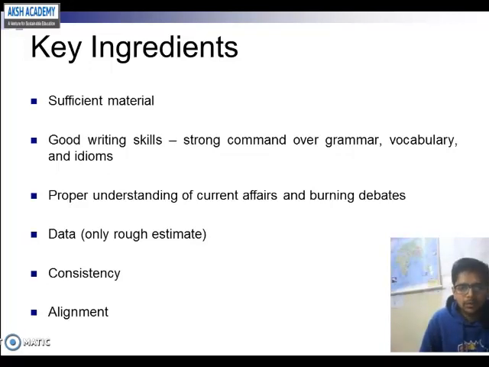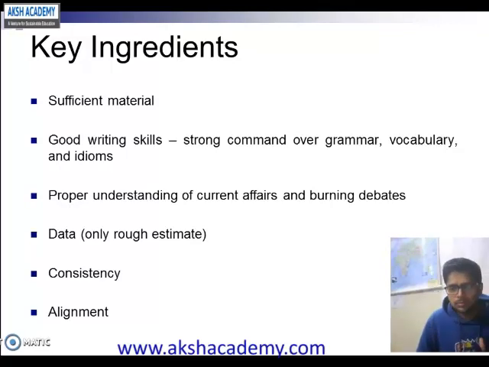Proper understanding of current affairs and burning debates. Data, only a rough estimate, meaning a general perception. Consistency and alignment: your essay should be framed according to the pattern mentioned in this video. Alignment means your each and every statement must be supported by a logical reason, and the next statement should be a logical conclusion of the first one. So this is called consistency and alignment.